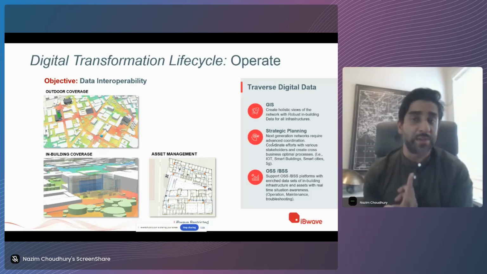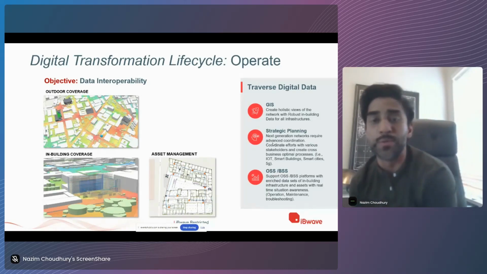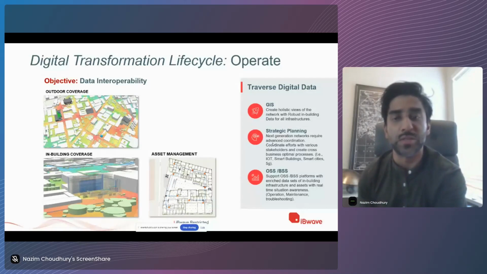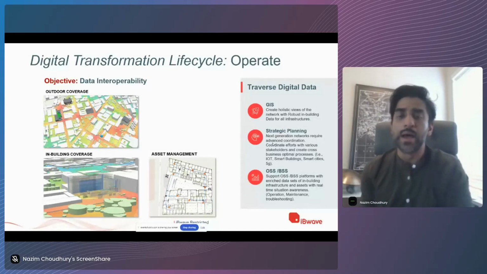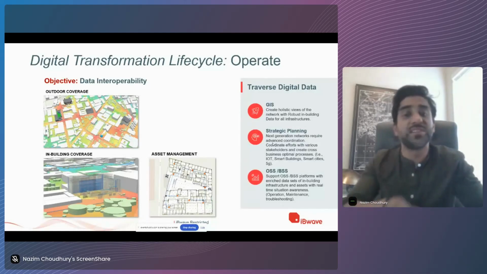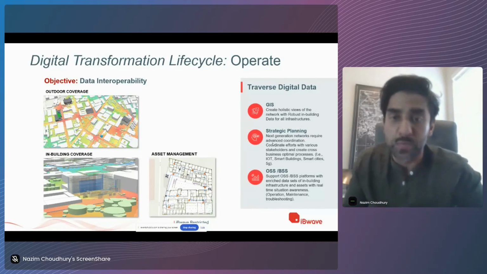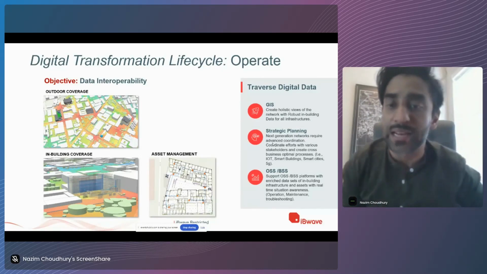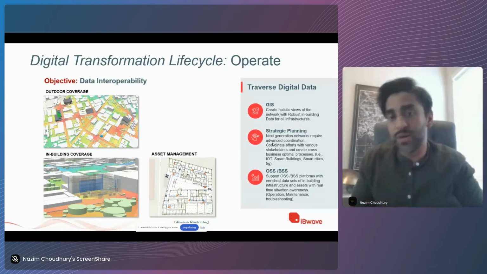One of the advantages of having data interoperability is that it allows you to have that holistic view: where I have transmitters or equipment indoors, where I have them outdoors, and how they're going to be interacting with each other, making sure that they're positioned properly, and that at the end of the day you don't have red spots anywhere, outdoor or indoor.